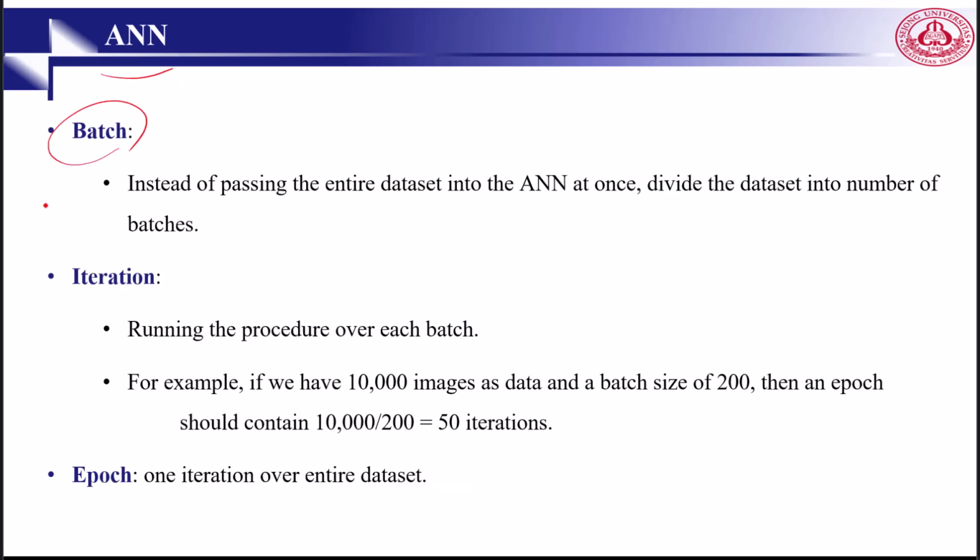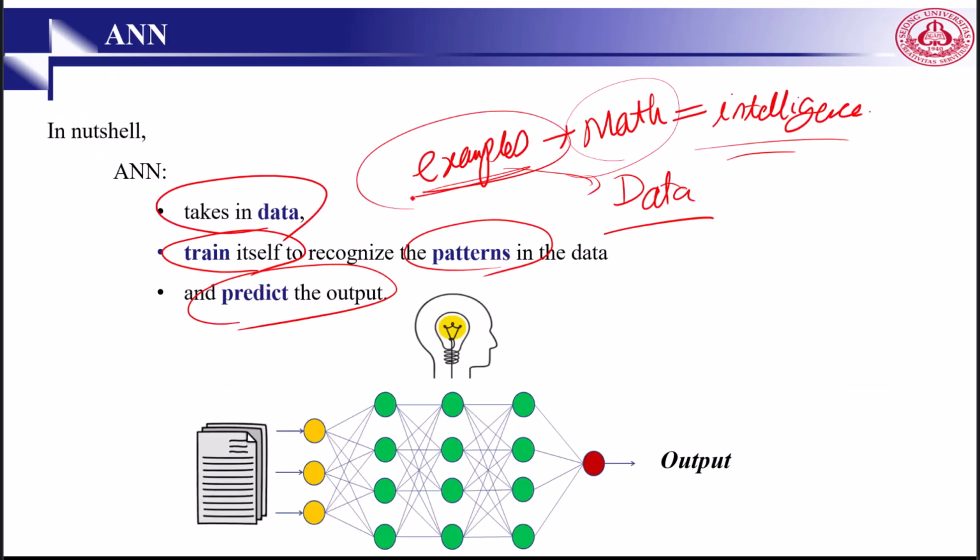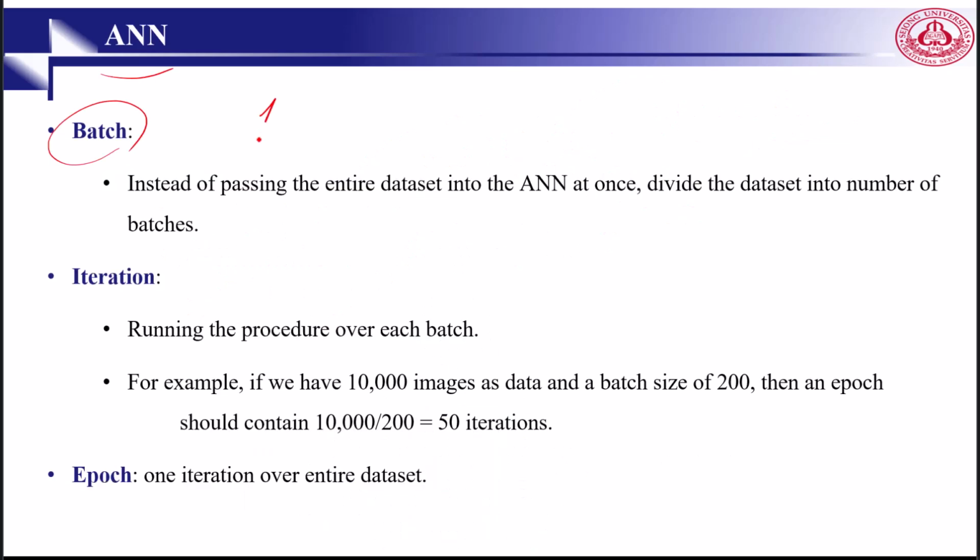The first one is batch. You remember I said we need data or examples. Suppose we have 10,000 images, right? We cannot give all the images at one time. So a subset of data is called a batch. For example, we divide this by 50 and each one is 200, right? So 200 images in one batch.